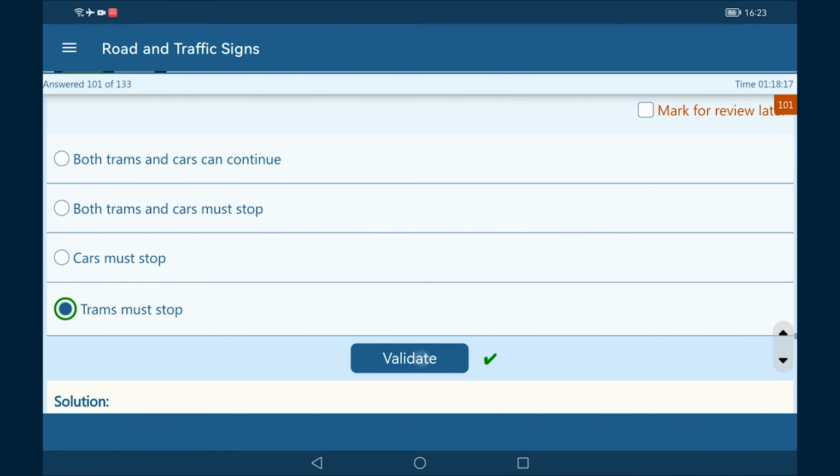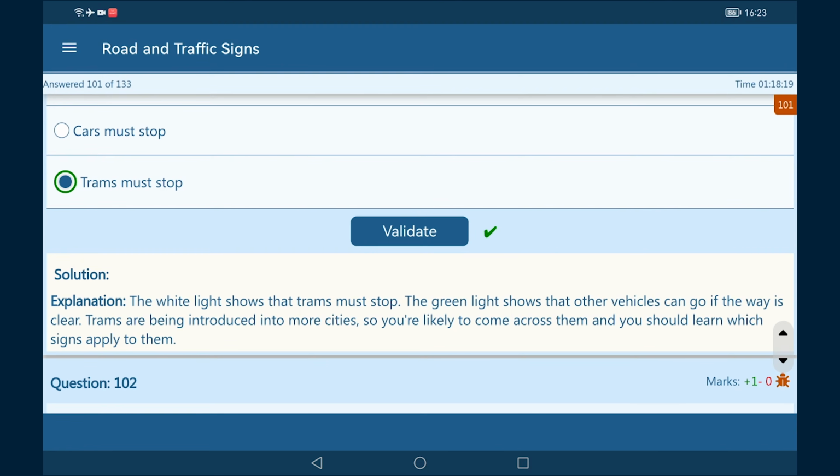Explanation. The white light shows that trams must stop. The green light shows that other vehicles can go if the way is clear. Trams are being introduced into more cities, so you're likely to come across them and you should learn which signs apply to them.